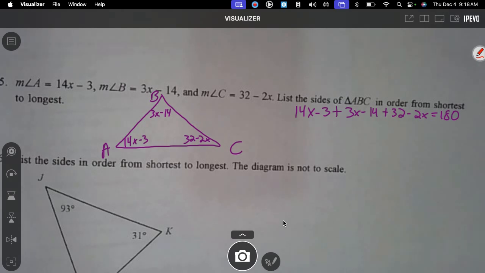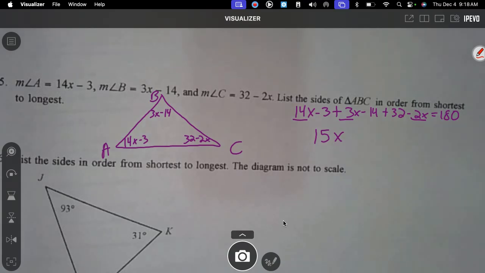I drew my picture because I didn't even know where to start. I was like, well, let me just draw my picture. And then it told me those three angles. Still not enough information. But what do I know about angles? All three of them are going to add to 180. Can you simplify this? Like, what can I add with 14x? How about a 3x and then a minus 2x? What's that going to be? 14 plus 3 minus 2. 15x, I believe. Then what do I do with a negative 3, a negative 14, and a 32?